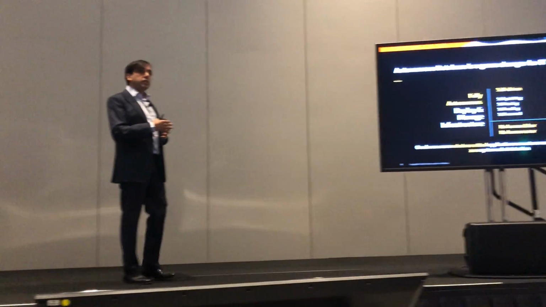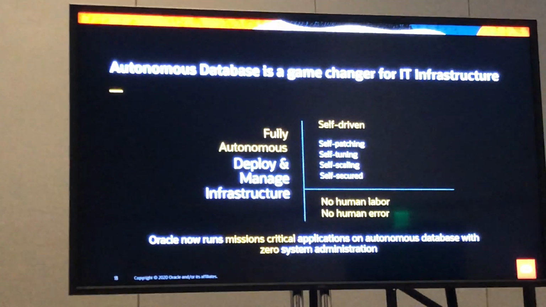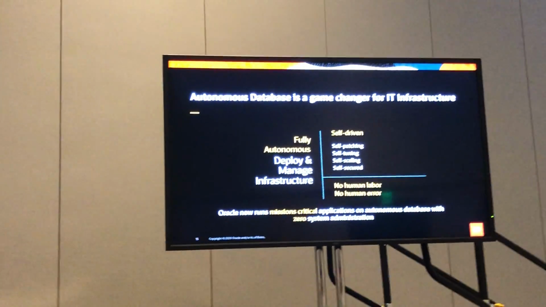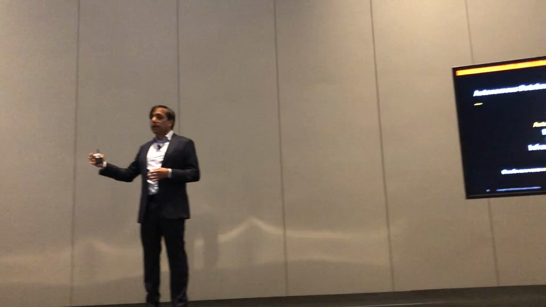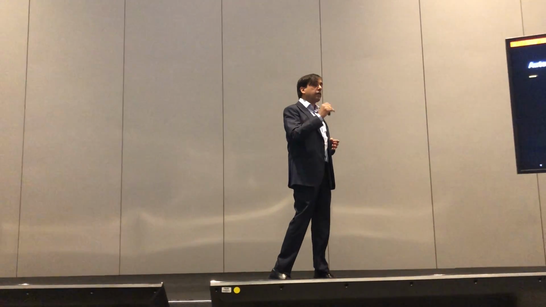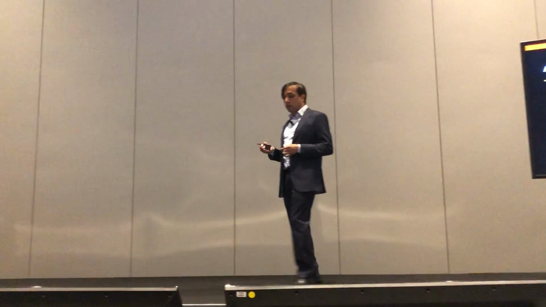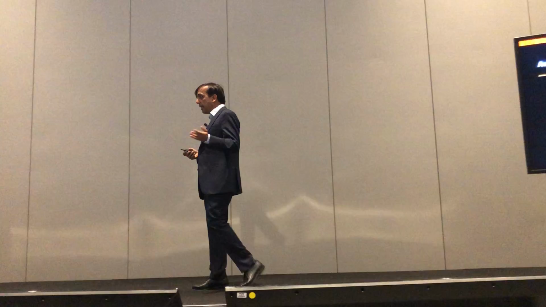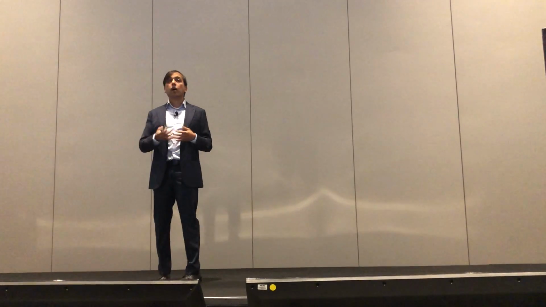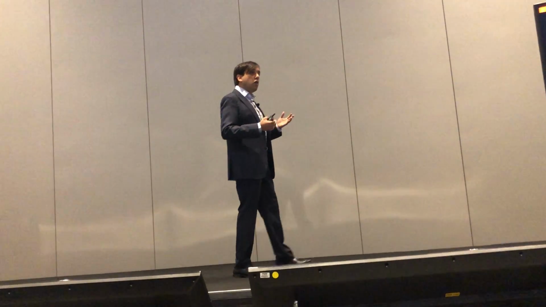When we moved to Autonomous Database, we still need the resources to manage the application side, the middleware side, but for the database, we have zero. Since then, we have not assigned a single resource to manage the database. And I'm sure you're going to hear a lot about other self-patching, self-tuning, self-scaling, and self-secure capabilities for Autonomous Database.